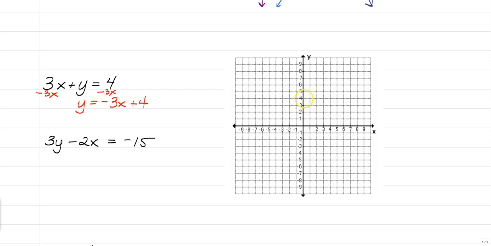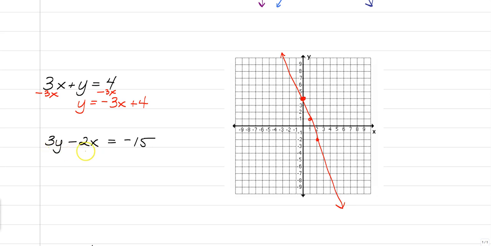So then you would just go to your plus 4, go down 3 over 1, down 3 over 1. You get the idea, graph it, go across the entire grid, you are good to go. And in the next one, you would do the exact same thing. You just have to get y by itself.